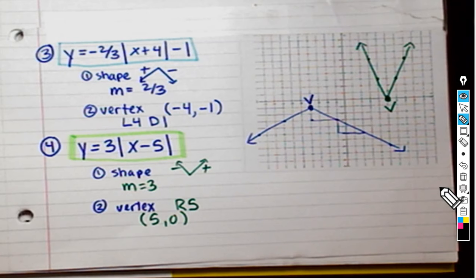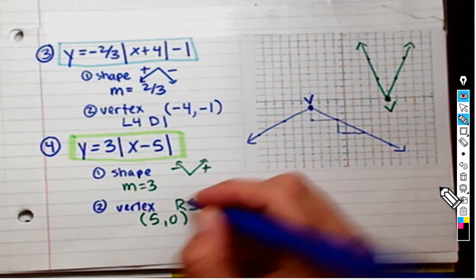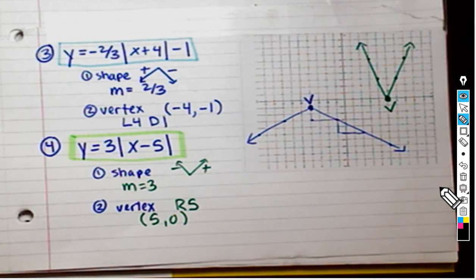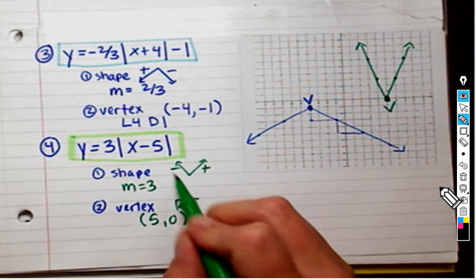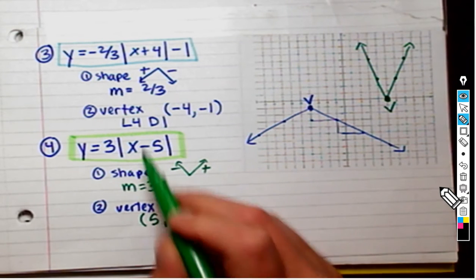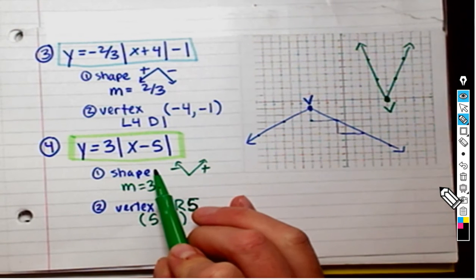What does the R X stand for? Oh, that it's actually a right 5. I was just doing the transformation because this one is reflected. This one's reflected. This one isn't.